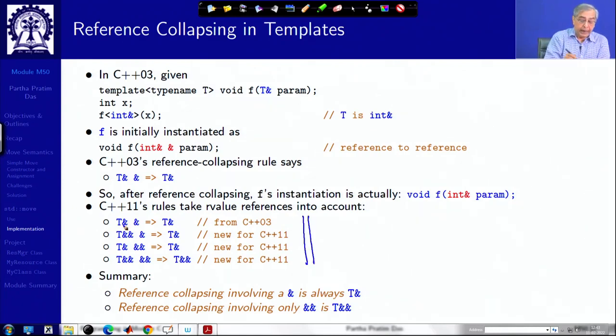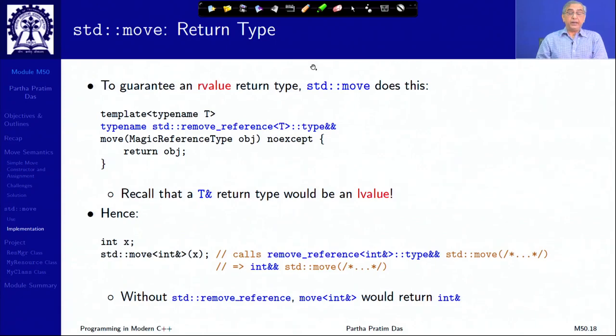So, this is the old rule that L value references collapse. R value reference to L value reference, and L value reference to R value reference, both collapse to L value reference. Only R value reference to R value reference collapses to R value reference. So, the rules finally turn out to be very simple. The first 3 rules say that if any of the references is an L value reference, then the resultant reference is an L value reference. Otherwise, if both are R value references, then it is an R value reference. So, you try to make use of that, and let us see what std::move will be.